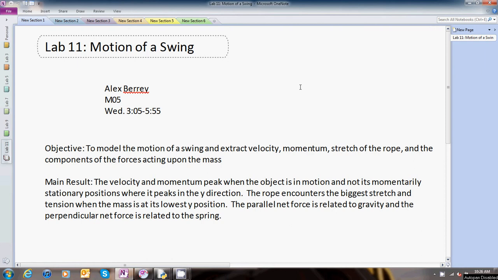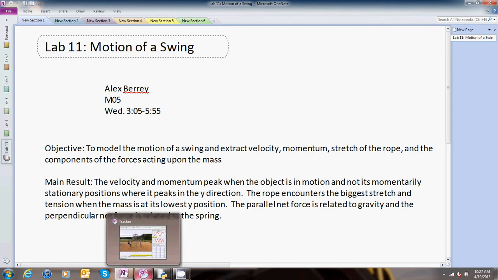The objective of this lab was to model the motion of a swing and extract velocity, momentum, stretch of the rope, and the components of the forces acting upon the mass. The result was that the velocity and momentum peaked when the object is in motion, and not when it's at its momentarily stationary positions where it peaks in the y direction. The rope encounters the biggest stretch and tension when the mass is at its lowest y position. The parallel net force is related to gravity, and the perpendicular net force is related to the spring.